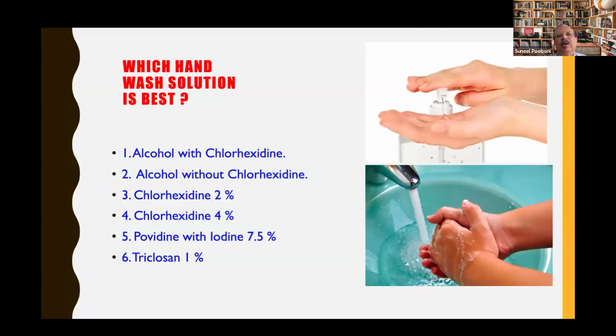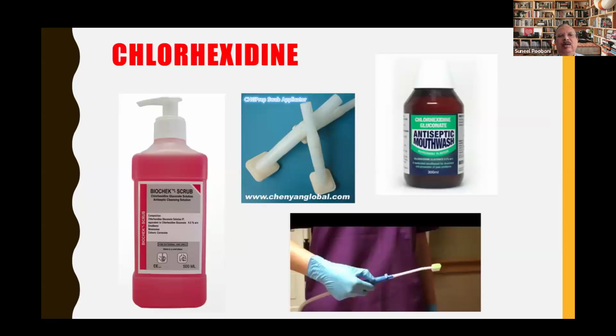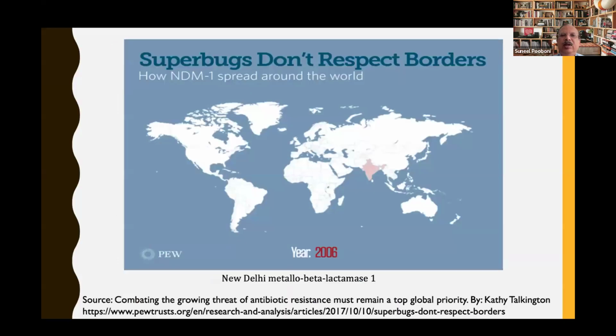We have found alcohol with chlorhexidine is best, and alcohol without chlorhexidine is the next alternative for cleaning hands if they are not contaminated. Chlorhexidine is a good agent, 2% to 4%. Then comes the role of povidone iodine, 7.5% povidone, and triclosan as the last. So I'm sure most of our units will be using chlorhexidine, and that is a good agent for clearing the bacteria and reducing the bacterial load.